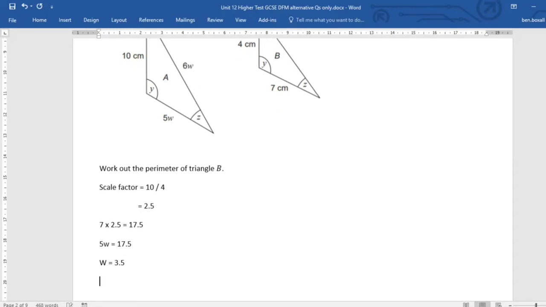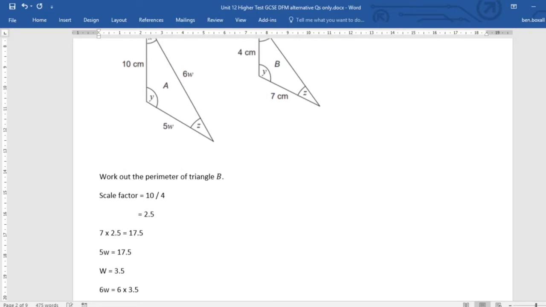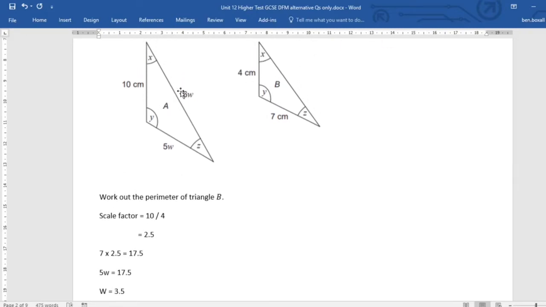I mean, I could do it with 6W, but that'll be a bit complicated. 6W is 6 times 3.5, since W is 3.5. Get there in the end. So what is 6 times 3.5? It is 21. Let's just scroll back up to the diagram a minute. So that length there is 21.